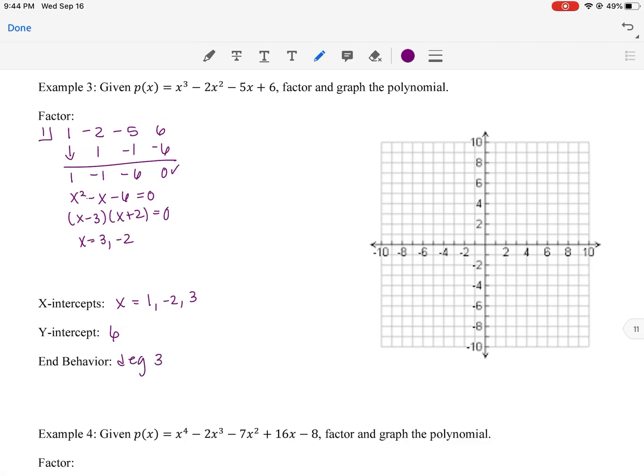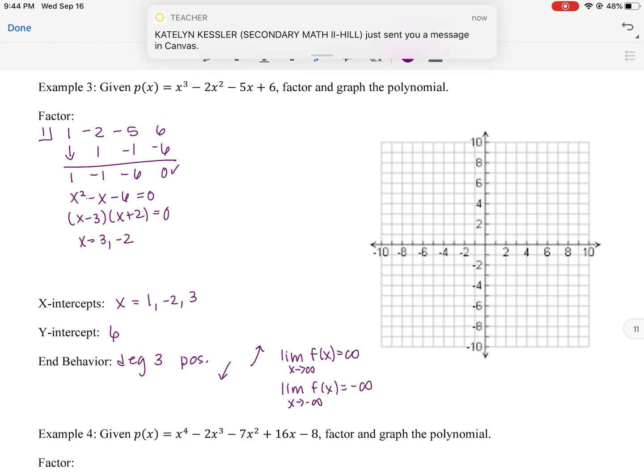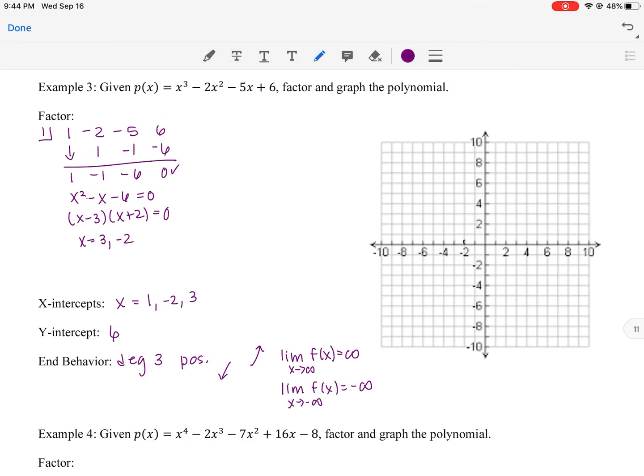It is a degree 3 again, and it is positive. So we start low, we end high. Meaning, if you want the fancy way, the limit as x goes to infinity, so on the right, is going to be that f of x does go to infinity as well. And the limit as x goes to -infinity is that our y values are also going down to -infinity.